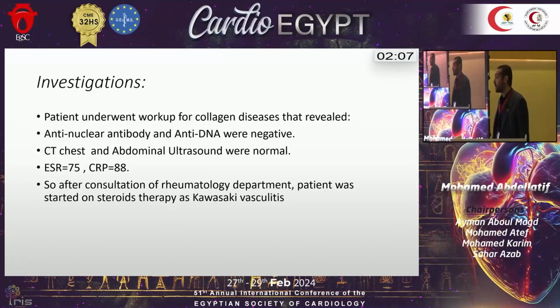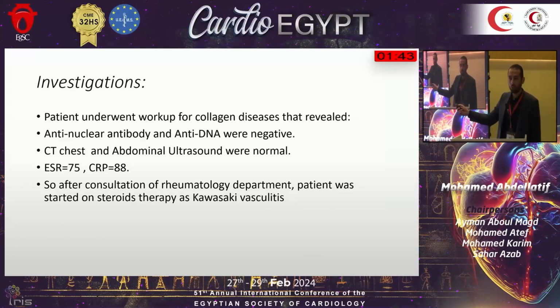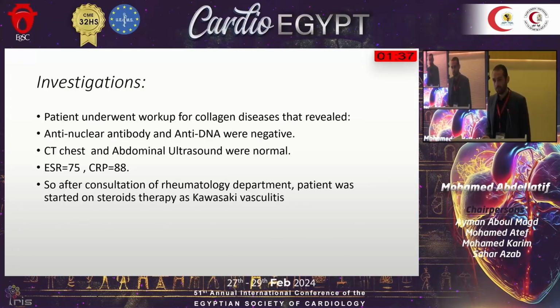In our investigation, we put in our mind that it could be a collagen disease, could be a vasculitis. This huge aneurysm is only identified in a vasculitis case. So we did all our workup for collagen disease, including anti-nuclear antibody and anti-double-strand DNA, and they were negative. CT chest and abdominal ultrasound were normal. The ESR and C-reactive protein were slightly elevated. So we consulted our colleagues in the rheumatology department.